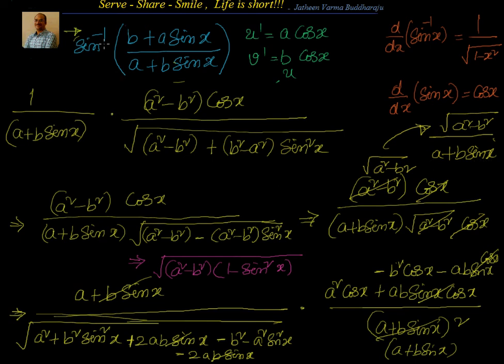So what we have done: first we started with sin inverse, so 1 by square root of 1 minus x square. Then the quotient rule, u by v, we have to apply. And we have to do a little bit of simplification. And the end result, the answer is square root of a square minus b square by a plus b sin x. I hope that's clear.